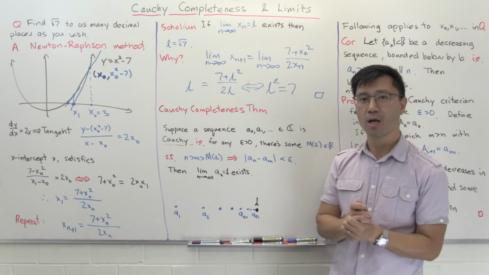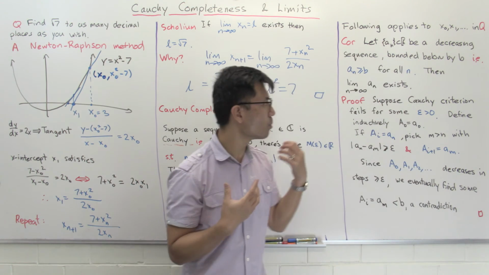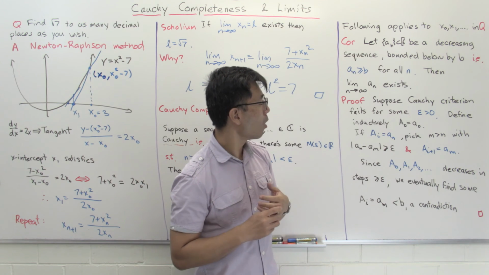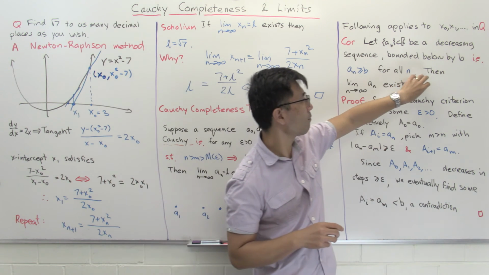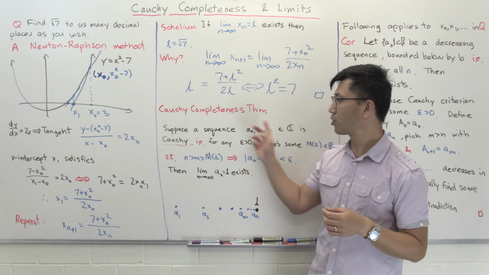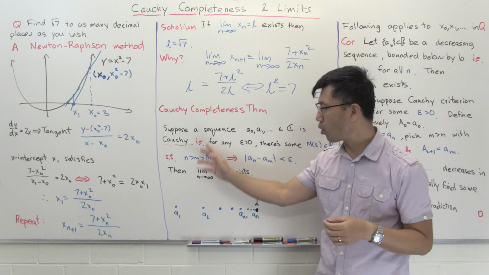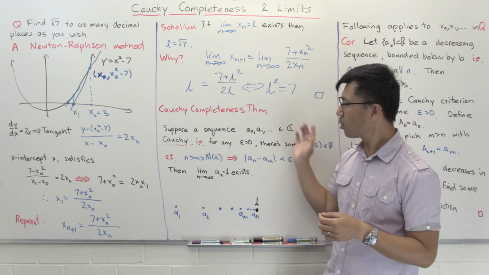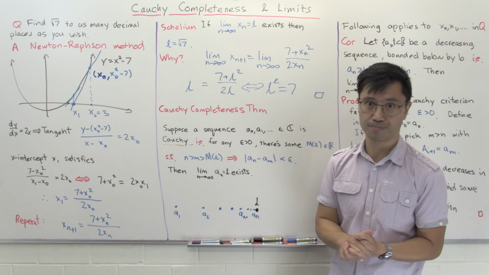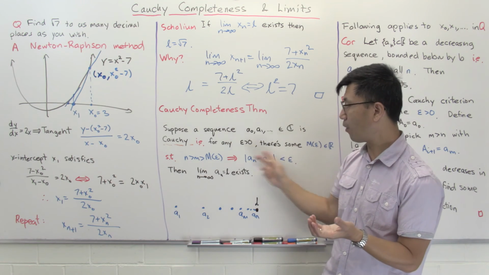So how do we do that? We'll use a type of argument which is argument by contradiction. We're going to suppose that this is false. Well, if that's false, it must be that this Cauchy criterion cannot hold true. If this were true, then the theorem says that this limit exists. So it must be the case that this is false.